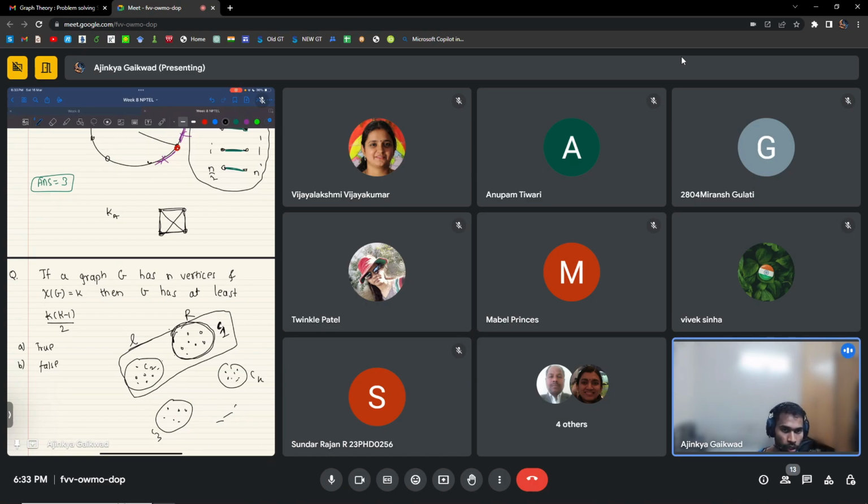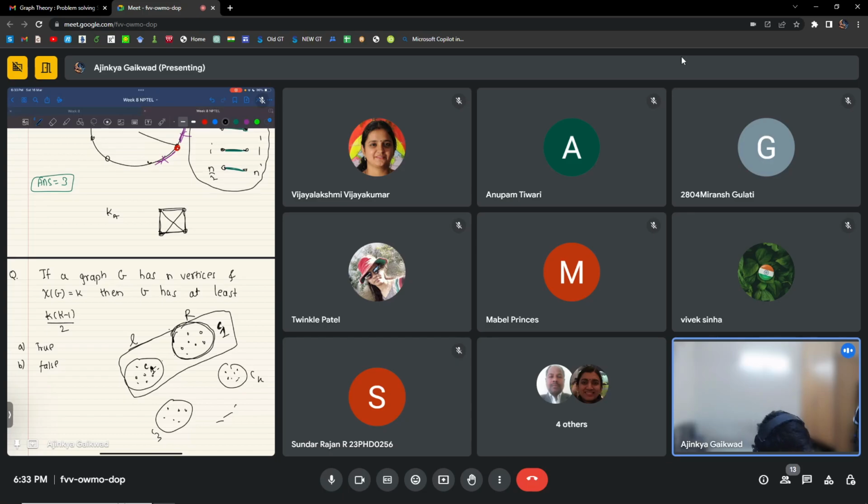What I can do in that case is change the color of C2 to C1, and there is no problem, because there is no edge inside C1, there is no edge inside C2, and if there is no edge crossing also, then I can just color every vertex as C1. There is no problem because there is no edge there. So I don't have any problem.